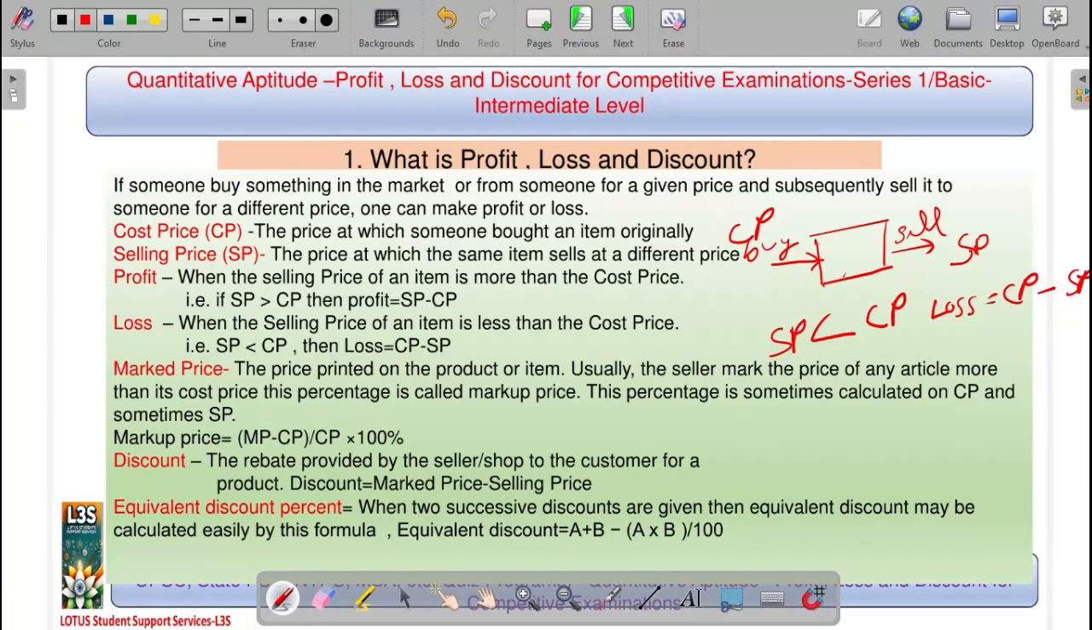Now what is mark price? Mark price is the price printed on the product or item. Generally, it is in the shop. Before selling, a price tag is put on the dresses or any other items, and that is called the mark price. Generally, the seller marks the price on any article more than its cost price, and this percentage is called markup price.